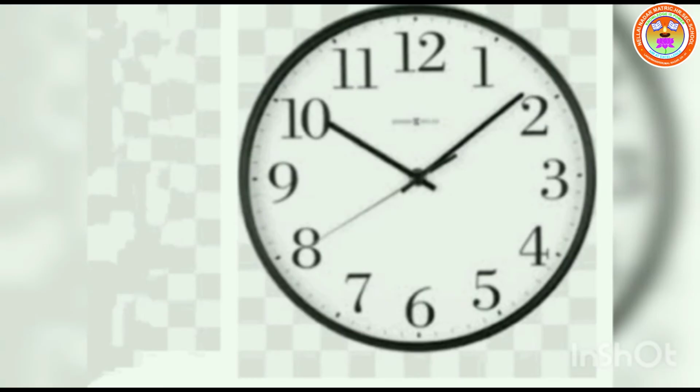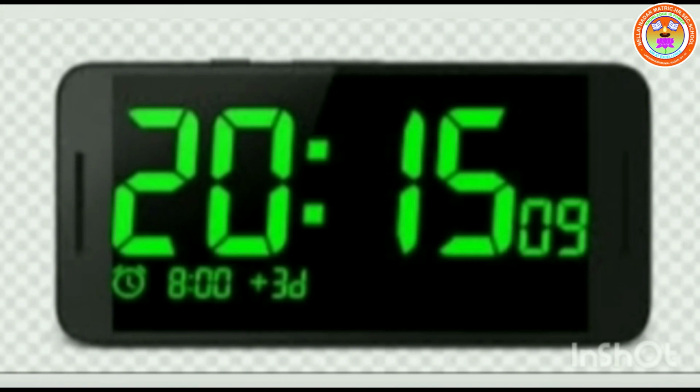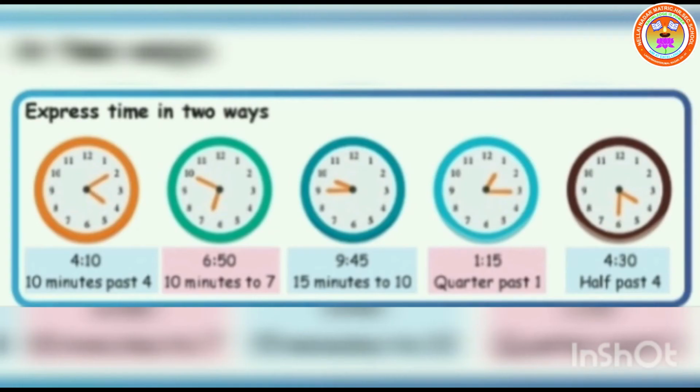Children, observe this clock. What is this? This is an analog clock. An analog clock has an hour hand and a minute hand and a second hand also. It shows the time by the position of the hands. What is this, children? This is a digital clock. A digital clock shows the time numerically. Children, we can express the time in two ways.